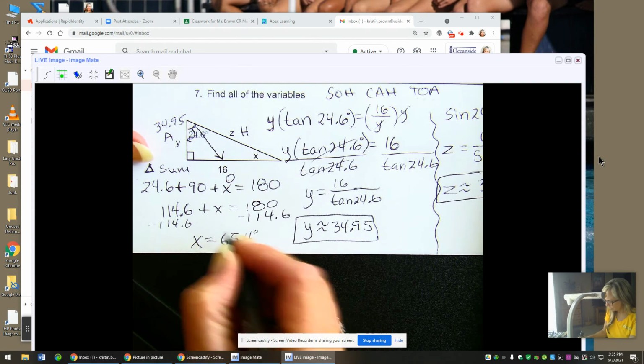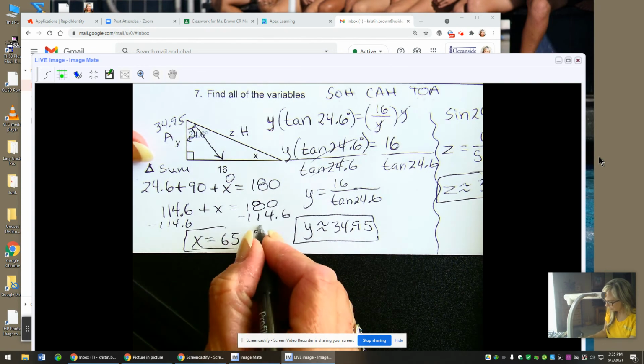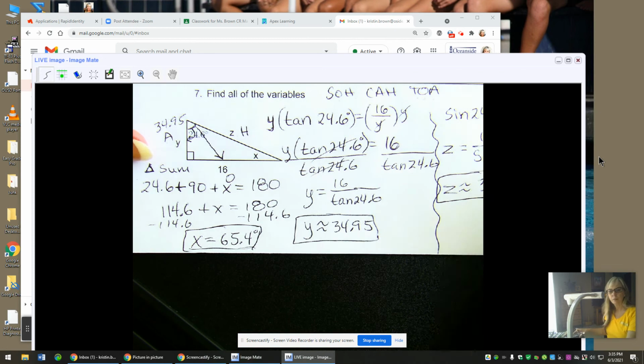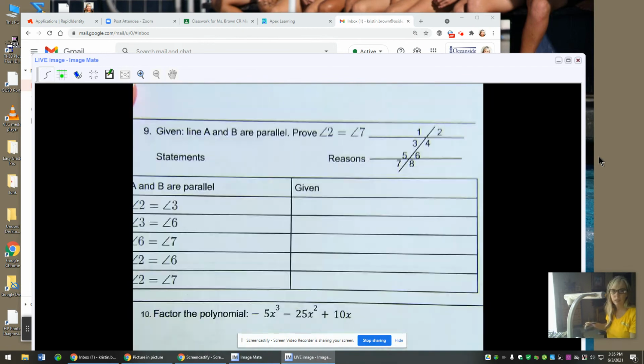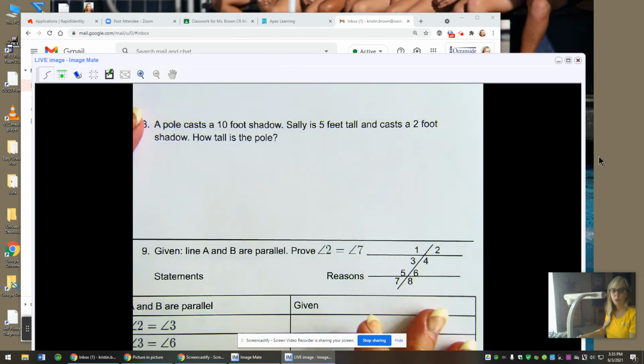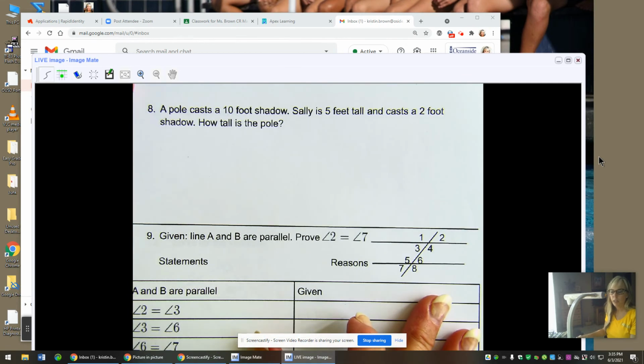65.4. This is degrees because it is an angle. All right. Moving along. I'm going quickly because you can pause and fast forward and rewind and all of that fun stuff. A pole casts a 10-foot shadow.